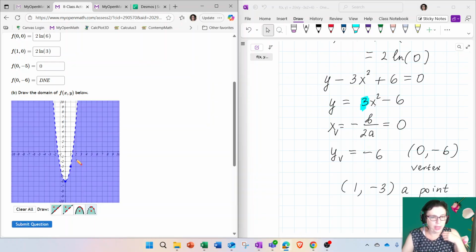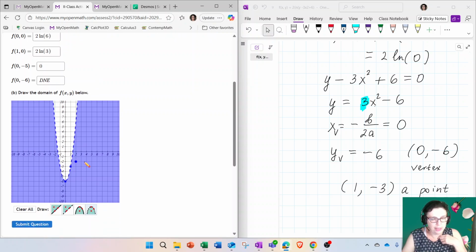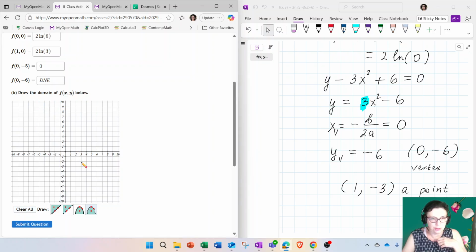Well, look at all these points. 0, 0 has to be in the domain. 1, 0 should be in the domain. 0, -5 should be in the domain. The way I did it, I actually shaded the outside, right? Because 0, -5, well, that's right here, right? So I did not do this correctly because the domain must include the points where I was able to compute the function. So this is not good. So I'm going to just clear it and redraw it.